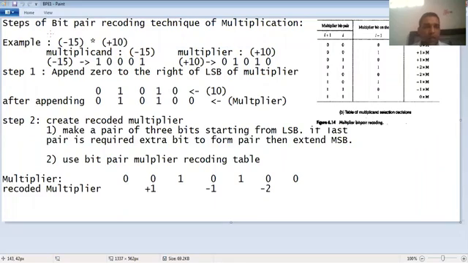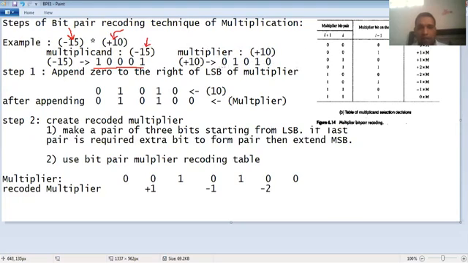In this technique, we are going to discuss three important steps. I have taken a very simple example to make you understand the bit pair recording technique. In the example you can see the multiplicand is minus 15 and multiplier is plus 10. Binary representation of minus 15 is written here. So this is the 2's complement representation of minus 15.